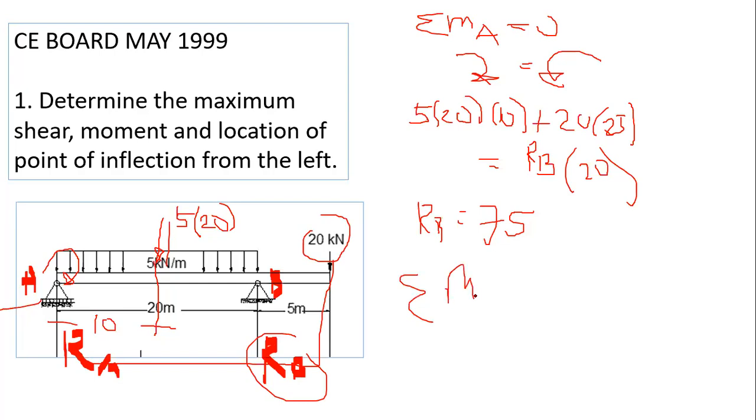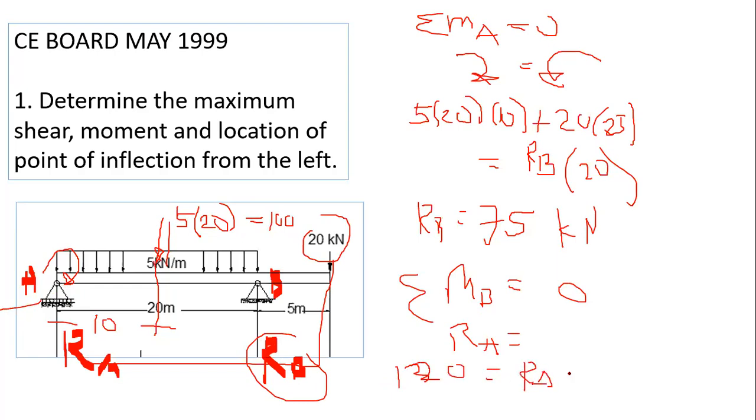Then you can take moment also at B, equal to 0, to compute for RA. But if you are confident that 75 kilonewton is already correct, then you can just sum up the vertical forces. So what are the loads? 5 times 20 is 100. 100 plus 20 is 120. So the total load of 120 is equal to RA plus RB, which is 75. In other words, RA is equal to 45. So this is just to show you how we get RA and RB.